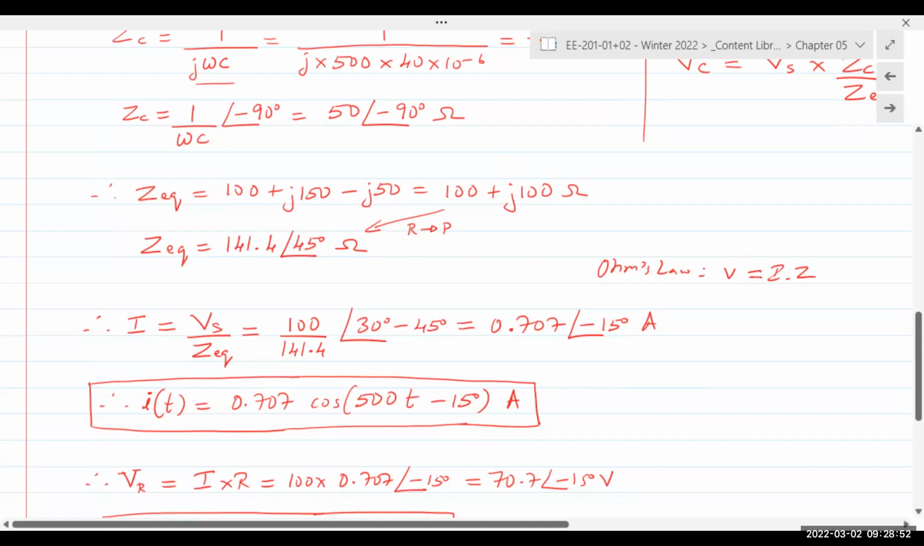So total current I is Vs over Zeq. Perform the math, and I get the answer as 0.707 with a phase angle of -15. Now, the reason I converted to polar is because, again, to repeat the same thing, my calculator cannot do 100 with a phase angle of 30 divided by 100 plus j100. So I have to manually perform this mathematical division. If you have a programmable calculator, you can take this directly, 100 plus j100, and plug it into this equation, and you would still get your answer.